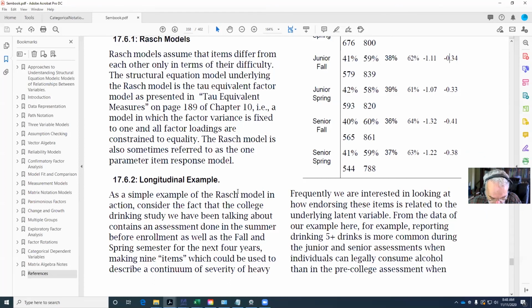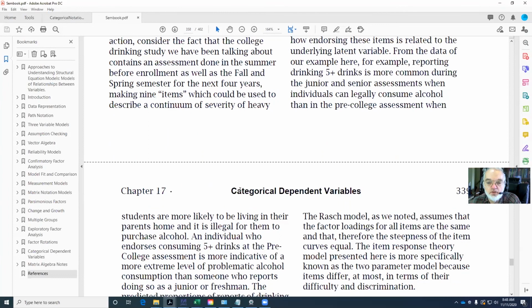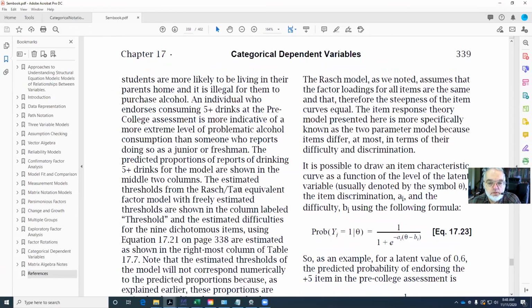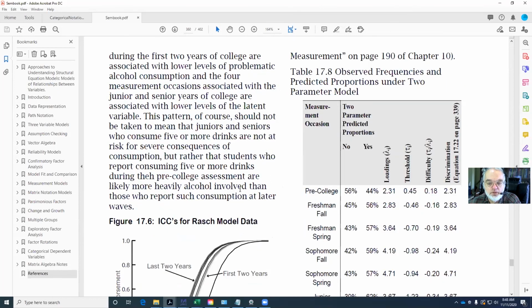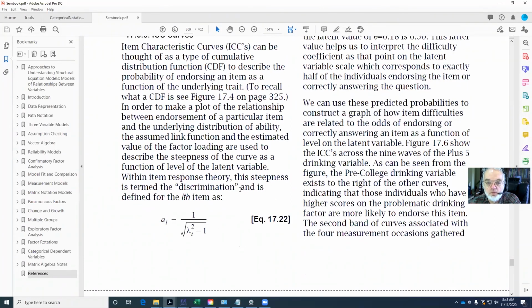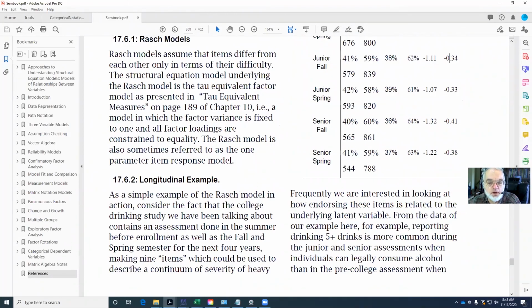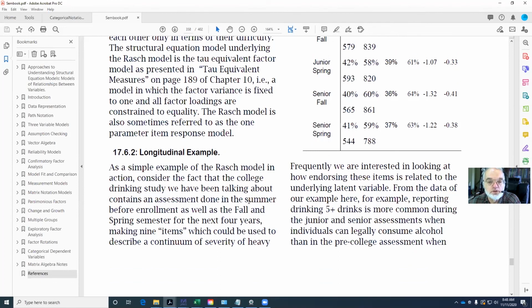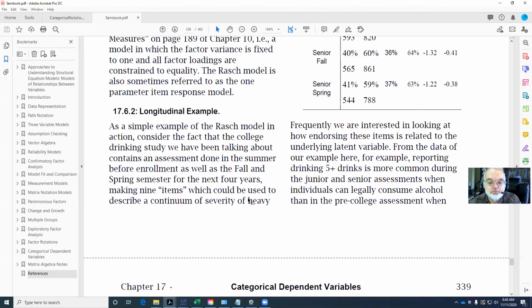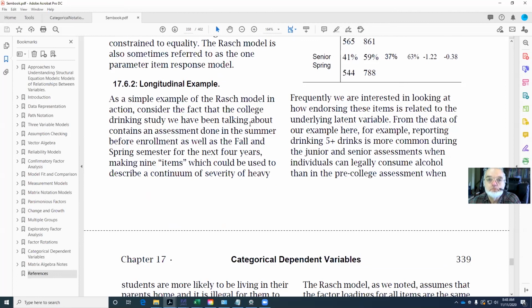I don't think in 3 minutes I can get into this next example, but let's stop here and we'll go into a longitudinal example with a binary variable and compare the Rasch and the 2-parameter models. Okay. I will stop it here.